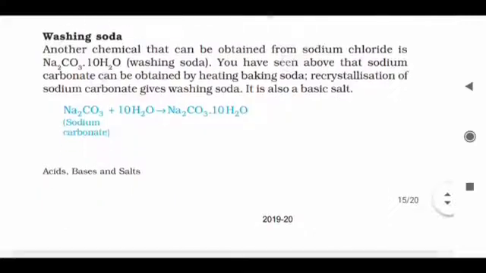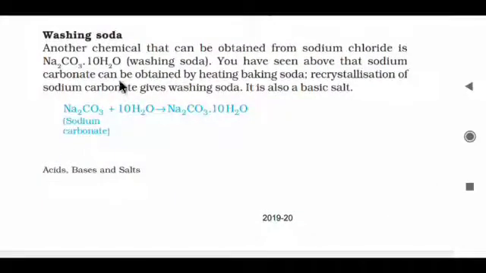Now here is washing soda. Another chemical that can be obtained from sodium chloride is Na2CO3·10H2O. It means sodium carbonate with water particles. Some moisture is present in washing soda. You have seen above that sodium carbonate can be obtained by heating baking soda. Recrystallization of sodium carbonate gives washing soda. It is also a basic salt. This one is our sodium carbonate with 10H2O giving you Na2CO3·10H2O. What you need to do here is just combine these water particles with the sodium carbonate, then your final product will be washing soda.